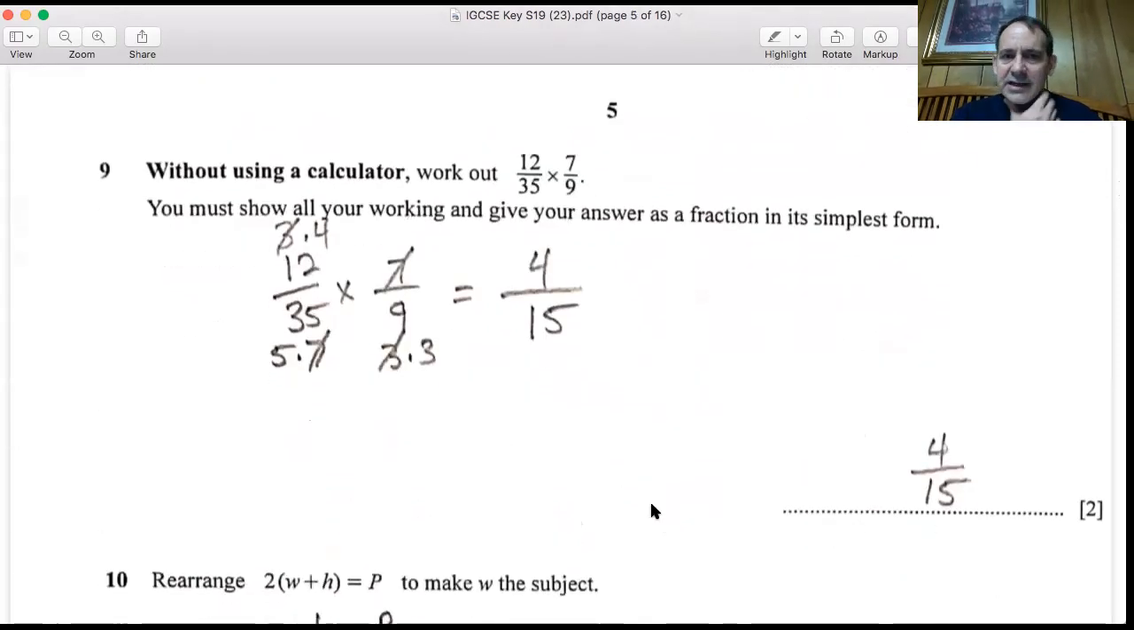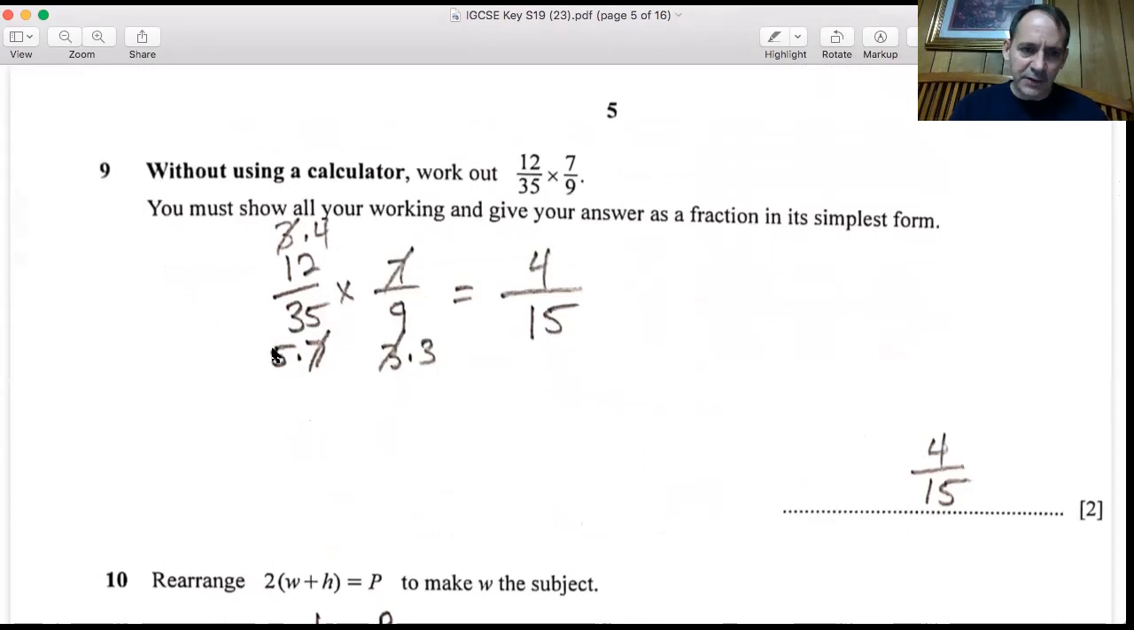Number 9, without using a calculator, work out 12/35 times 7/9. So here you can put them next to each other. You can factor your 12 and get a 3 times 4. Factor your 9, get 3 times 3. Factor the 35, get 5 times 7. So the 7s cancel, one on top, one on the bottom, because multiplication and division cancel out. They're opposites. And we have a 3 on the bottom and a 3 on top. So that only leaves us with the 4 in the numerator and 5 times 3, which is 15, in the denominator. So we get 4/15.